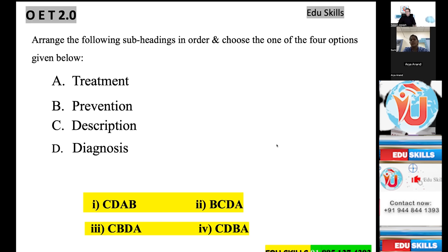I have given four options here: treatment, prevention, description, diagnosis. Could you just write down the right option? What could be the order? Here it is. I have mentioned treatment first, prevention next, description, diagnosis. Maybe for a while you can unmute and tell me which one is right. Option C, D, A, B... First one. First one is the right one.